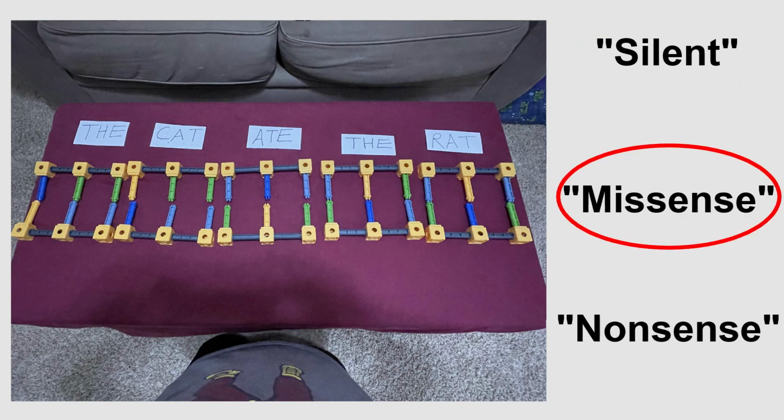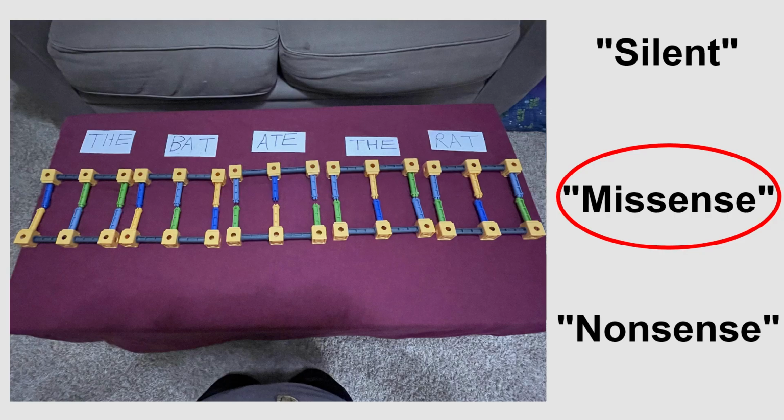Secondly, missense mutations. A missense mutation is when one codon is changed to produce a different protein. This can have both good and bad effects on the organism. Examples are sickle cell anemia and cancer. An example of this is called inversion. This is where a codon is flipped. This would change our sentence from "the cat ate the rat" to "the bat ate the rat."